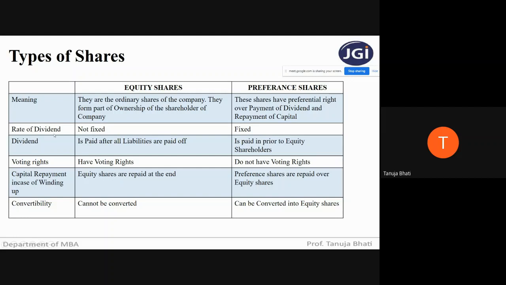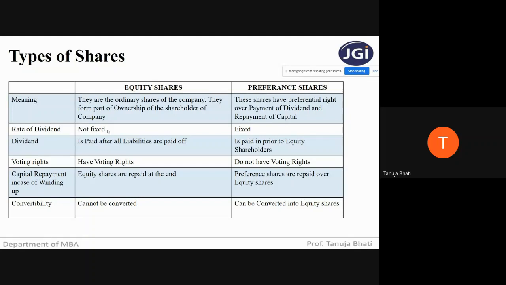Next, rate of dividend. I told you, on shares, the return that the shareholders get is the dividend. In case of equity shares, the dividend is not fixed. Suppose this year they get 10% dividend on the number of shares they are holding in a particular company. Next year, if the profits of that company are very good, they can get 15% dividend. So the rate of dividend is not fixed.